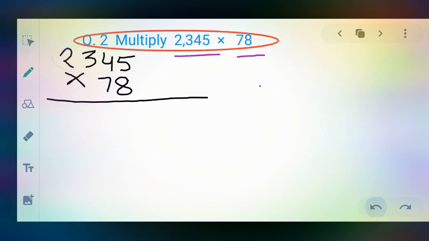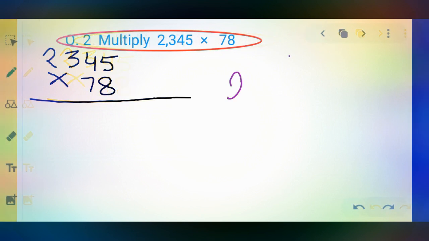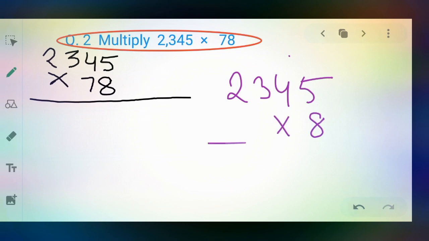Dear student, first of all, write here 2345. And I want to multiply this number by 78. So first of all, I multiply by digit 8. Getting? So I write here digit 8, and I want to multiply this number by 8. 8 5s are, what is the answer? The answer is 40. So this 4 I will not write here. Why not? Because 4 I will take carry.